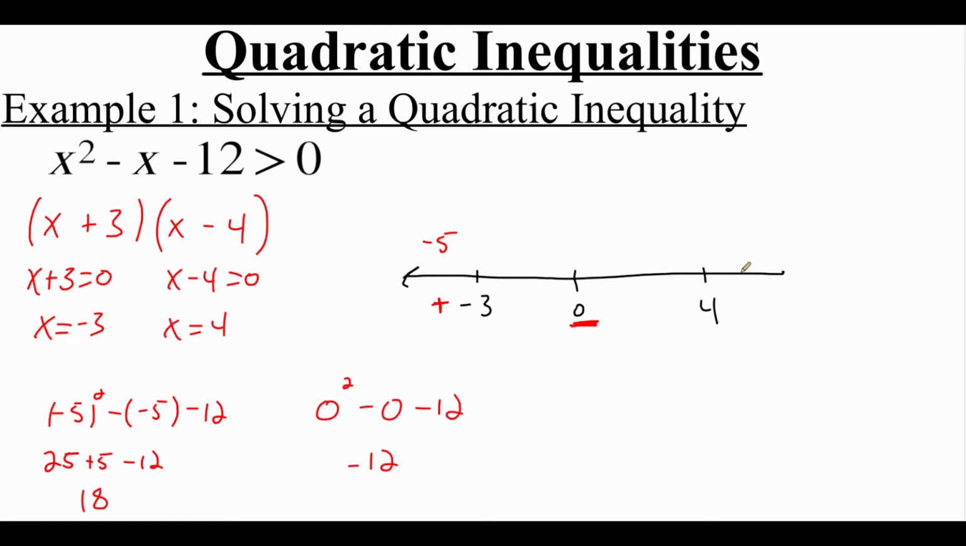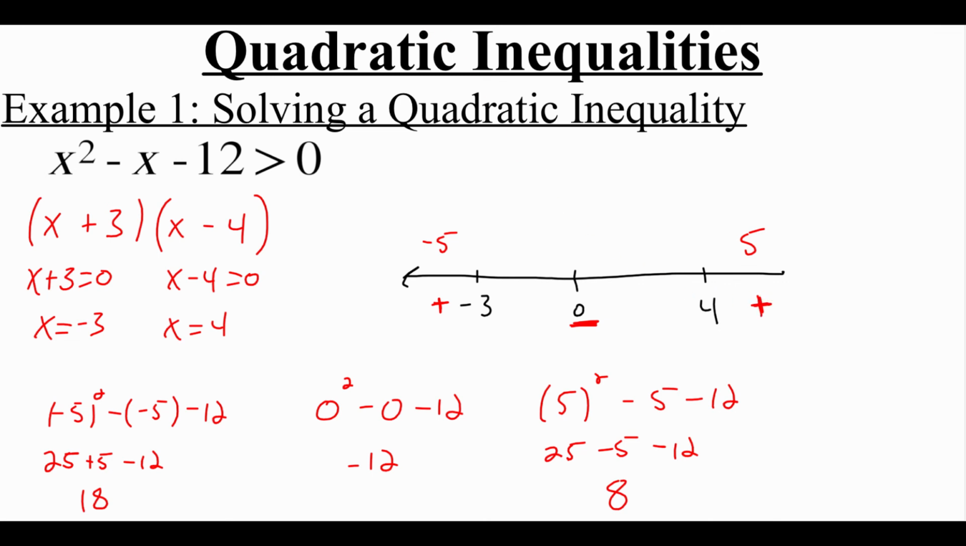And then our last interval is going to be from 4 on up. So maybe we choose to use 5 in there. So if I plug in 5, we get 5 squared minus 5 minus 12. Now 5 squared is 25 minus 5 minus 12. So 25 minus 5 is 20. Minus 12 is 8. So we got a positive answer there, which means that this interval on the right-hand side is a positive interval.